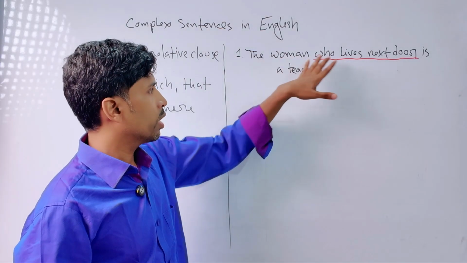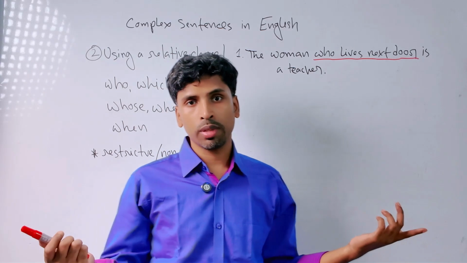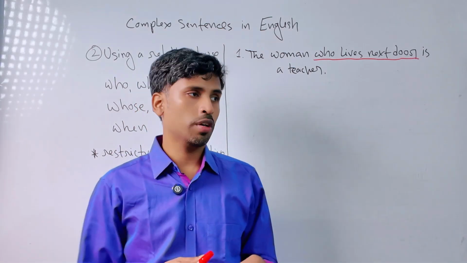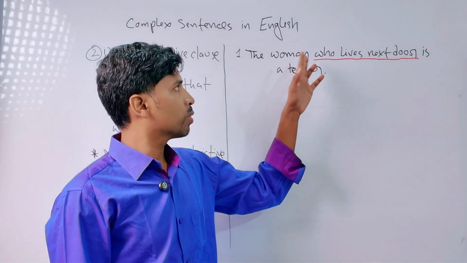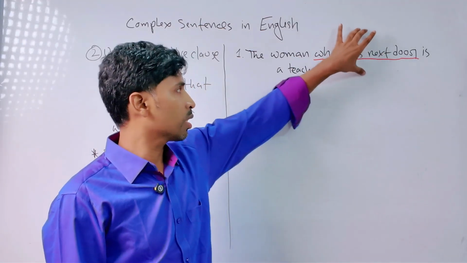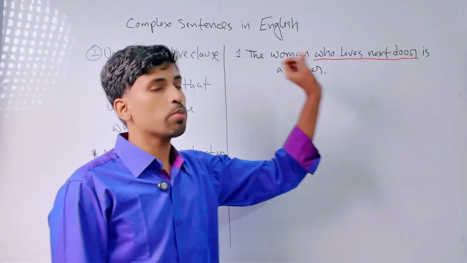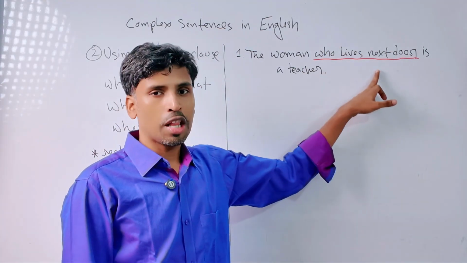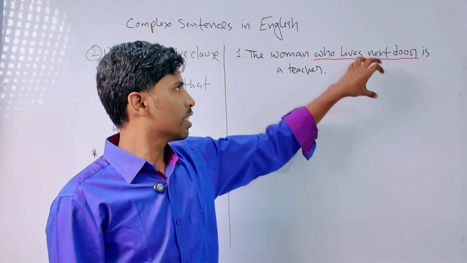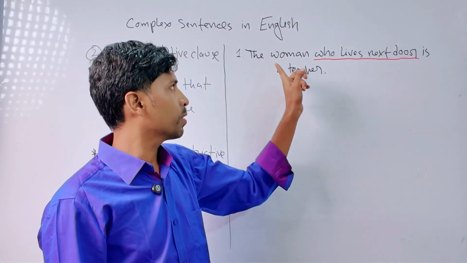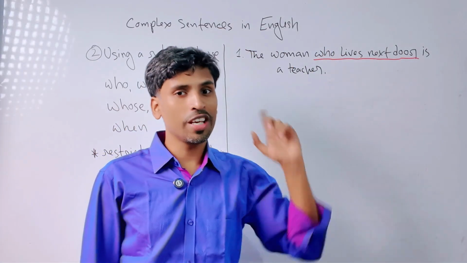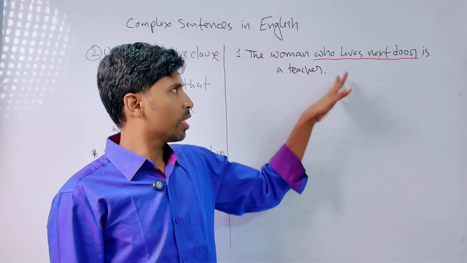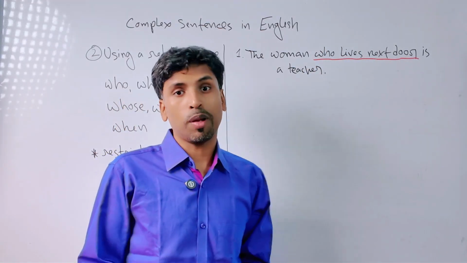So the woman who lives next door, there can be other women. Okay, there can be many other women living around here, but the woman who lives next door, I'm talking specifically about the woman who lives next door. This is not an additional piece of information. This is restrictive. Okay, the woman who lives next door. If the woman is not living next door, then this sentence does not apply to her.